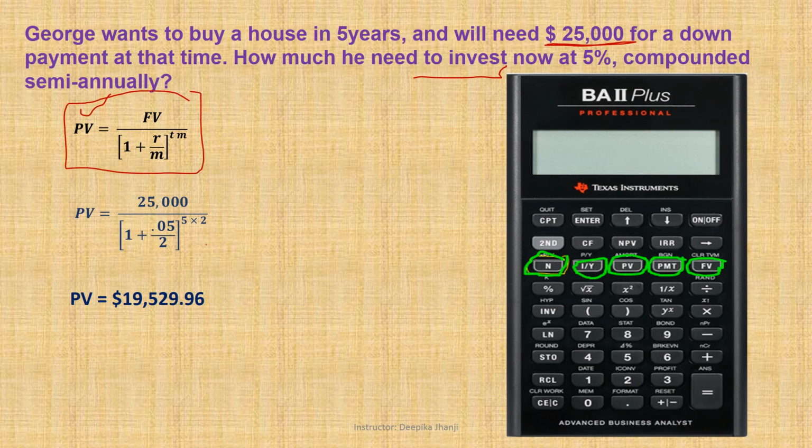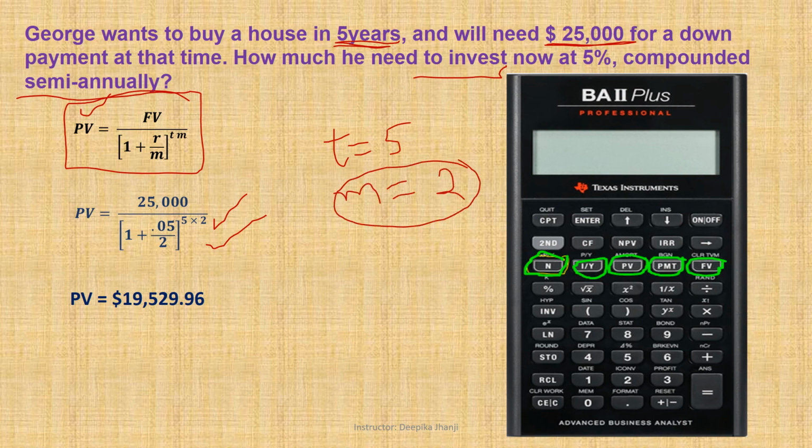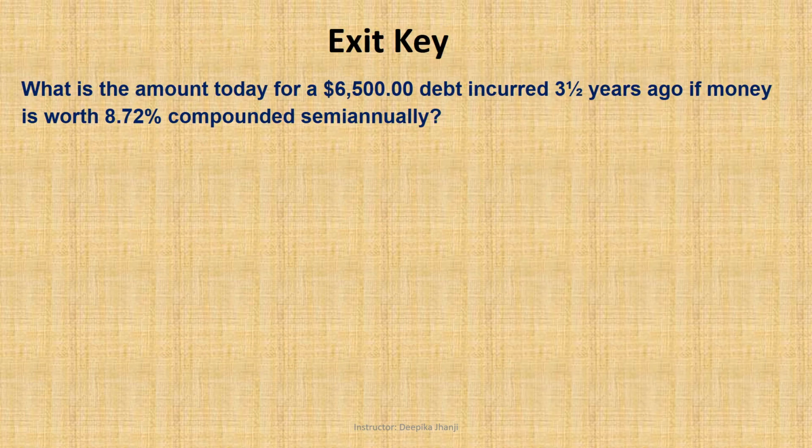Plug in all the values. Now semi-annually means M is 2, and because he needs the payment after 5 years, T is 5 and M is 2. This 2 comes from semi-annually. The present value would be 19,529.96. Okay, this is the time to check your understanding.